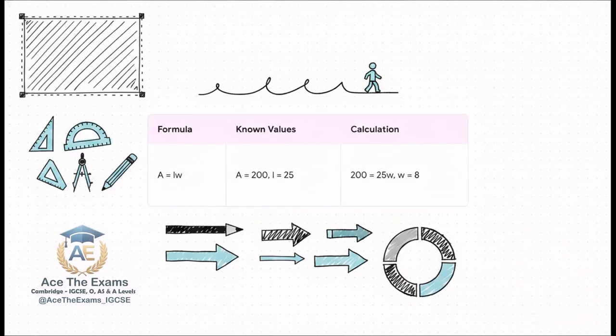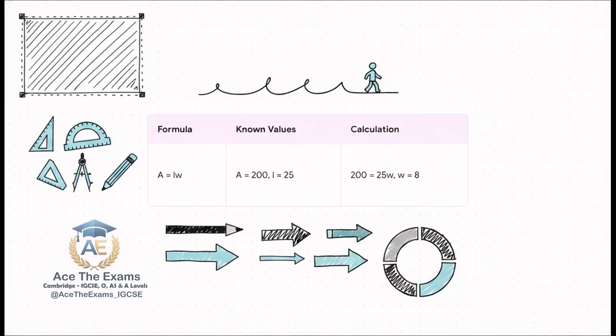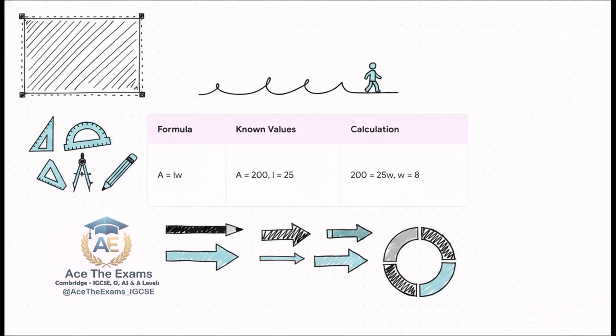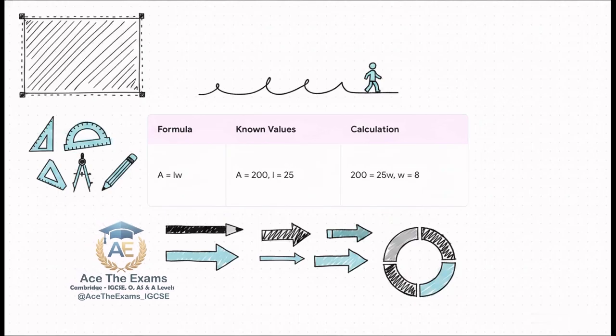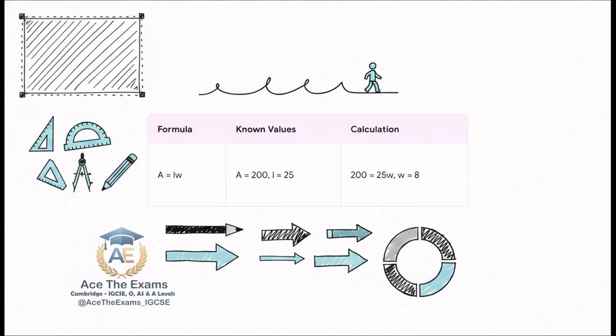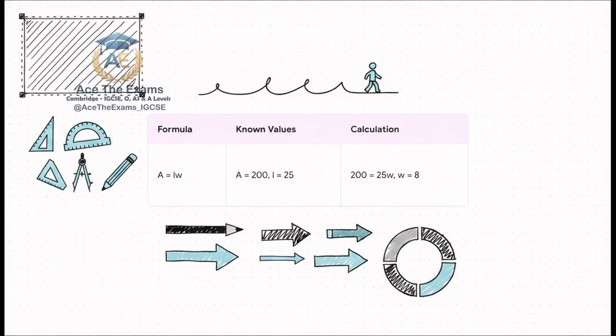By algebraically working backwards, just dividing both sides by 25, we find that our missing width, W, equals 8 centimeters. It's a fantastic reminder that formulas work in multiple directions, so don't let it panic you if they give you the area first.